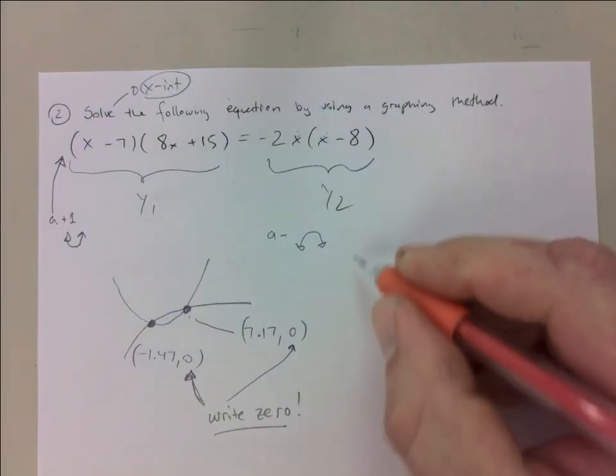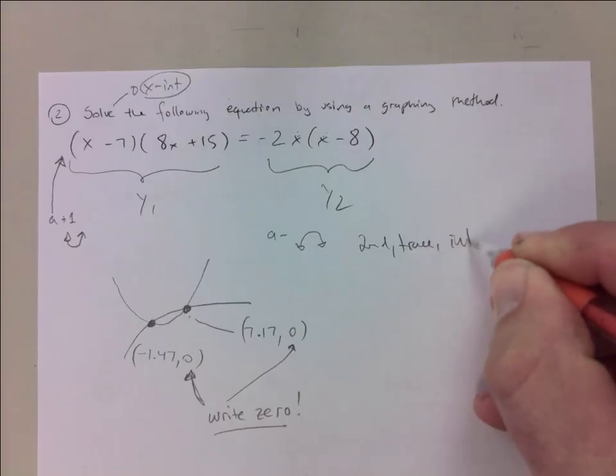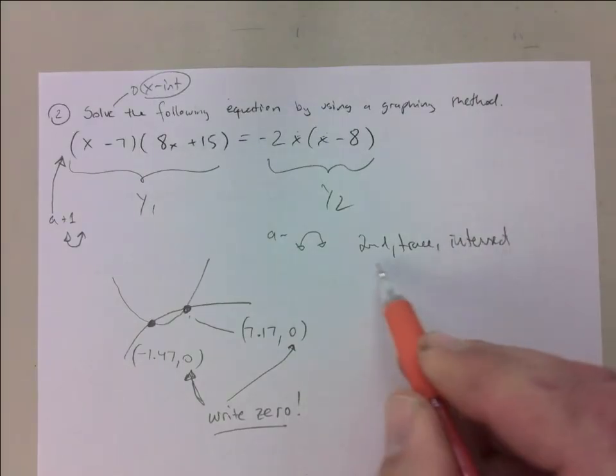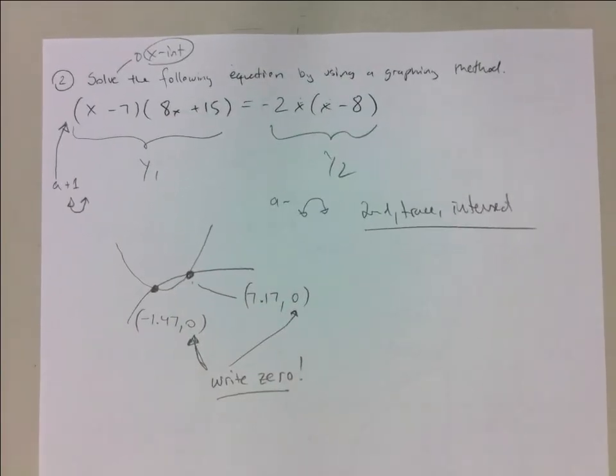I didn't mention that I'm using second trace intersect. Please use that. Show me work, right? Show me work as much as possible. All right.